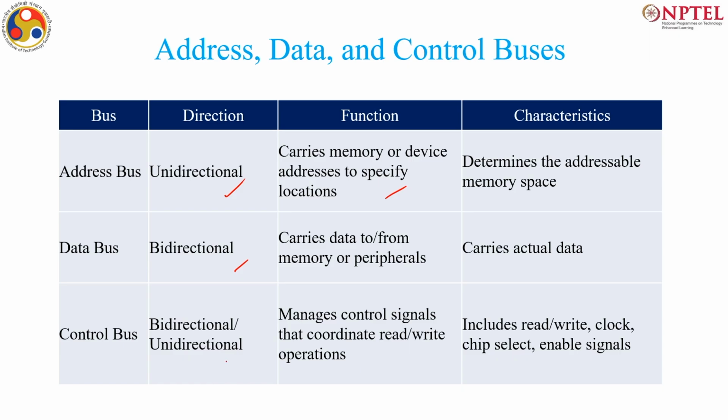And then there is a control bus, which can be bidirectional as well as unidirectional, and it is basically managing the control signals, like now you have to write or now you have to read. Read is one way, writing is another way, but the control bus will basically coordinate or manage the control signals.